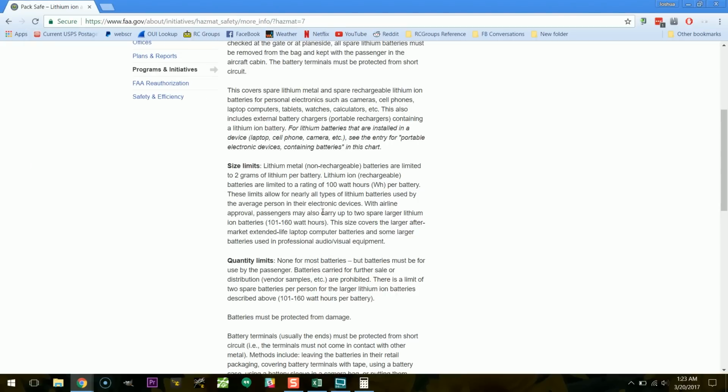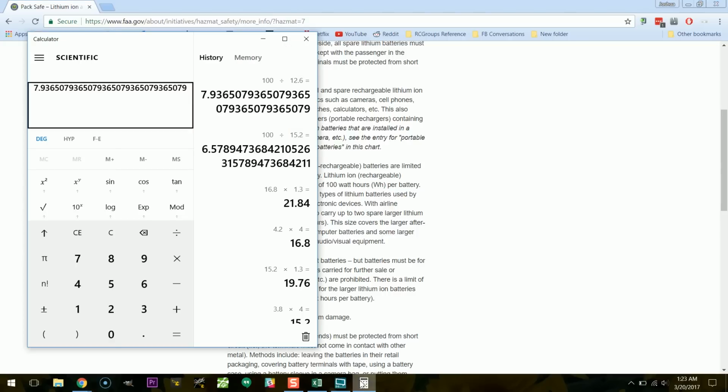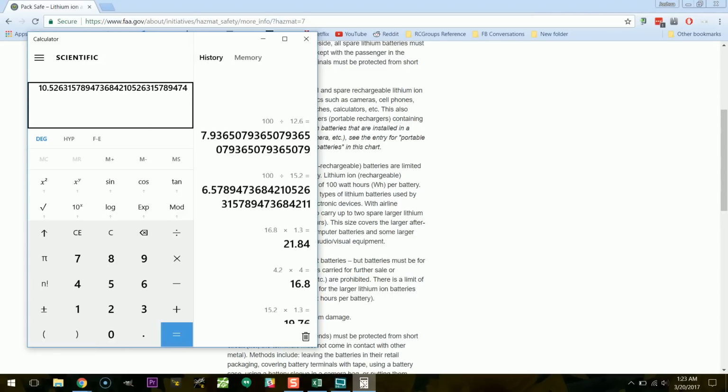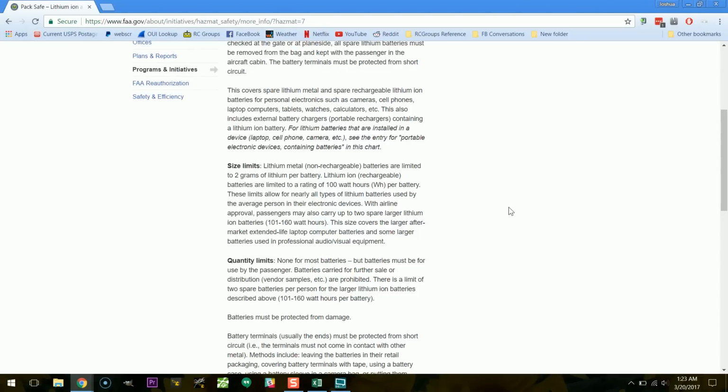You have to get airline approval, and you can carry up to a 160 watt hour pack to cover certain large aftermarket laptop batteries and professional AV batteries. I have never done this. I've never had a battery big enough to deal with this, but if you have, let's just do the math on that real quick. 160 watt hours divided by, let's say, 15.2, that's a 4S. That would be a 10,000 milliamp hour 4S. If you have a battery up to that big, you may get special airline approval, but it seems like that's kind of tempting fate, you know?